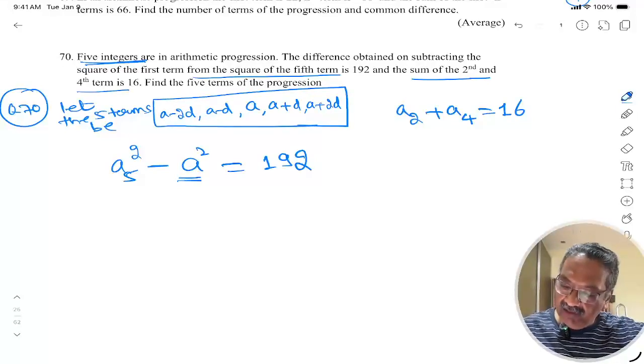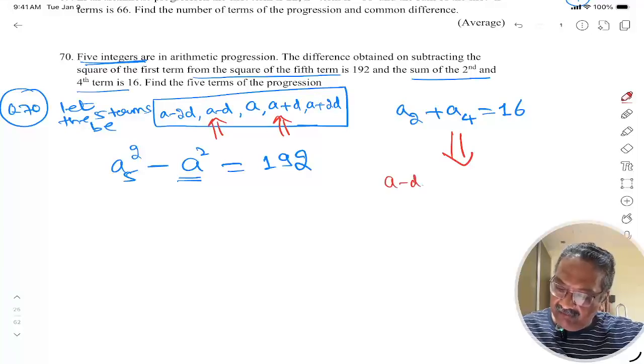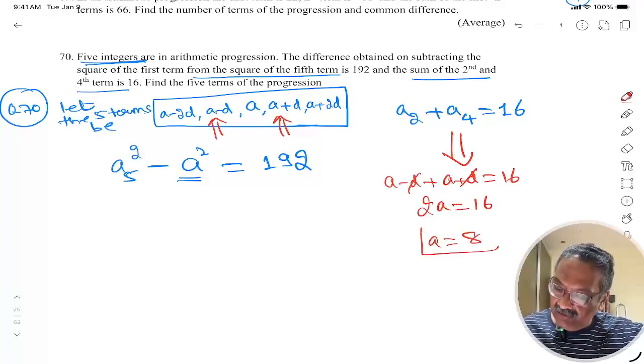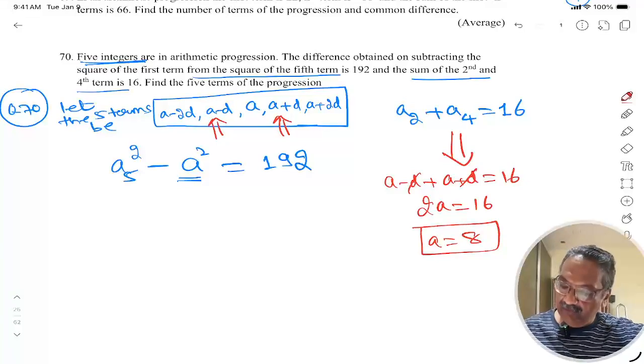What have they said? The sum of the 2nd term and 4th term is 16. So, this means the second term is A minus D plus the fourth term A plus D is 16. D cancels, so 2A is equal to 16. So, A is equal to 8. We got A as 8. Keep that aside.